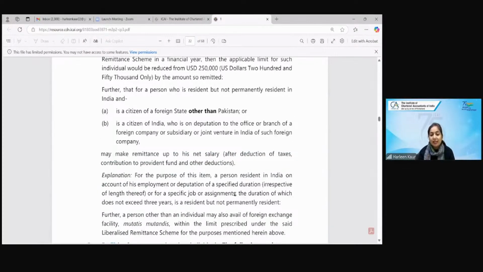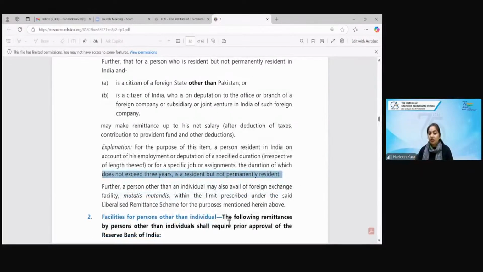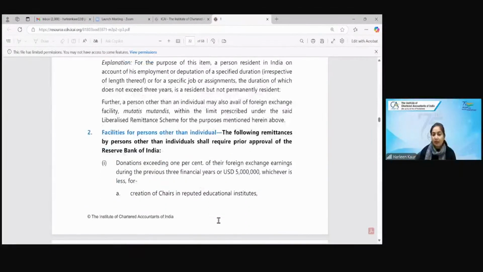The only condition is that the duration does not exceed 3 years if the resident is not permanently resident. So for this item, the residential status that you have to see is for the specific job, the duration will not exceed more than 3 years. All right, so you can get the foreign exchange within the limits, mutatis mutandis, means in the same way as per the Liberalized Remittance Scheme. Is that clear, children, till here?